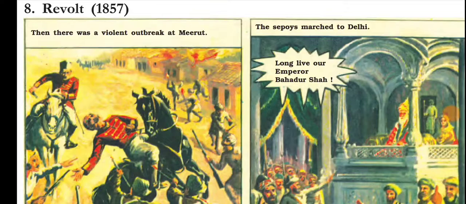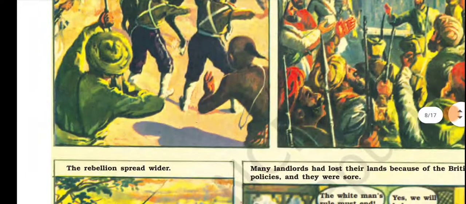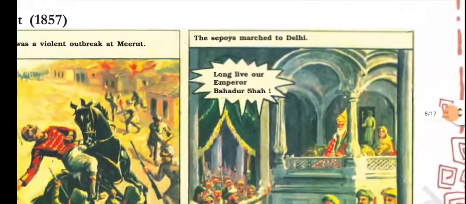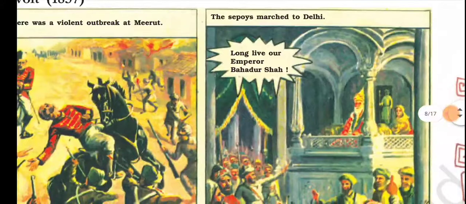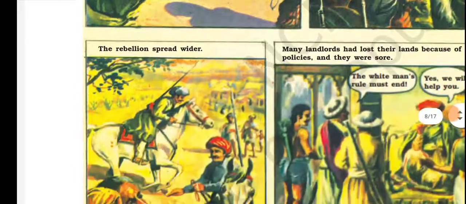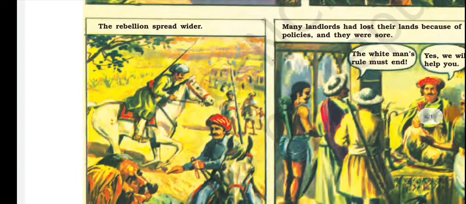Then there was a violent outbreak at Meerut, meaning a violent quarrel. The sepoys marched to Delhi. Long live our Emperor Bahadur Shah. The sepoys, Indian soldiers, marched to Delhi. They went to meet Bahadur Shah Zafar to seek his help, and the rebellion spread wider.